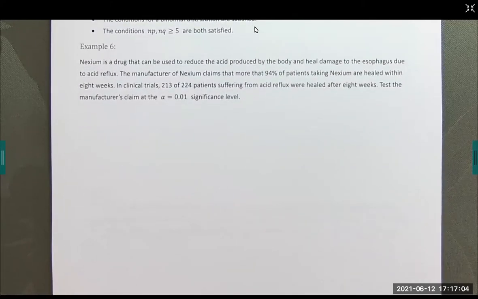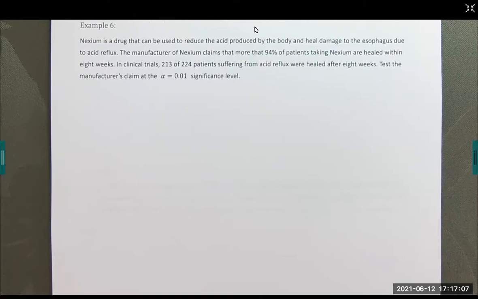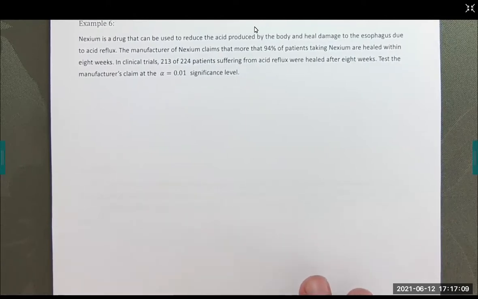Example 6. Nexium is a drug that can be used to reduce acid produced by the body and heal damage to the esophagus due to acid reflux. The manufacturer of Nexium claims that more than 94% of patients taking Nexium are healed within 8 weeks. In clinical trials, 213 of 224 patients suffering from acid reflux were healed after 8 weeks. Test the manufacturer's claim at the 0.01 significance level. Where do we even start?